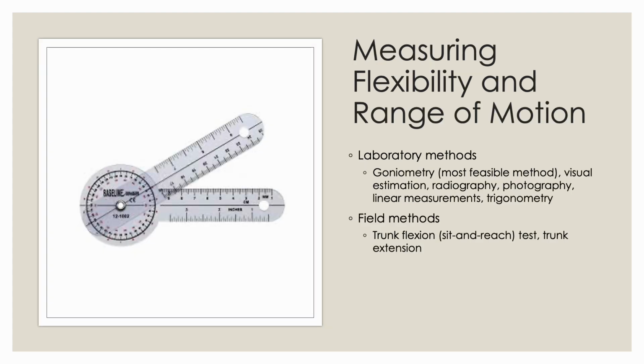When it comes to measuring flexibility and range of motion, there are both laboratory methods and field methods. Some examples of laboratory methods include goniometry, visual estimation, radiography, photography, linear measurements, and trigonometry. The most reliable and valid method of measurement for range of motion is radiography. However, this has limited feasibility. The radiographic images that are usually obtained are x-rays. Every time we want to measure somebody's range of motion, we can't give them an x-ray.